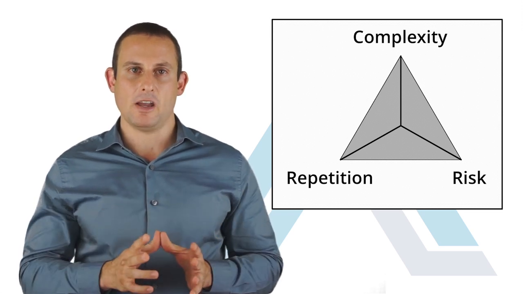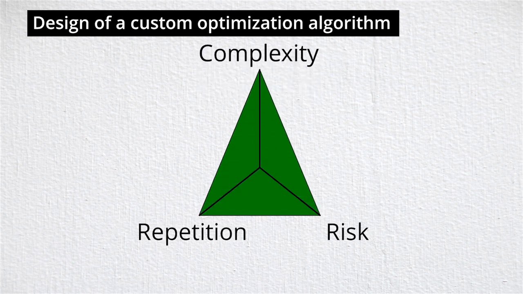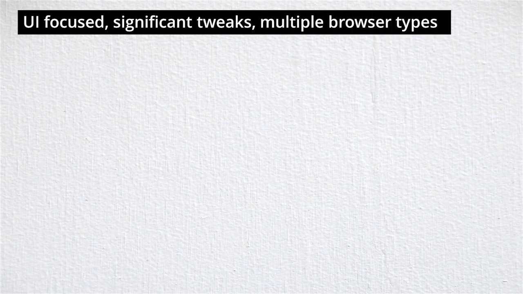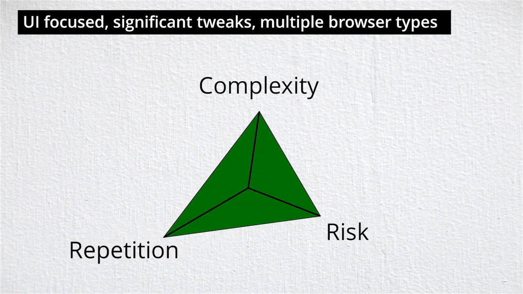We may have a certain PBI that requires the design of a complex optimization algorithm. It may not require many lines of code, but instead a lot of thinking and analysis time. As such, the effort will be high on the complexity plane. Next, we may have a PBI that is user interface focused, requiring significant HTML tweaking across multiple browser types and versions. Although this work is not complex per se, it is very repetitious, requiring a lot of trial and error, and therefore the effort is high on the repetition plane.